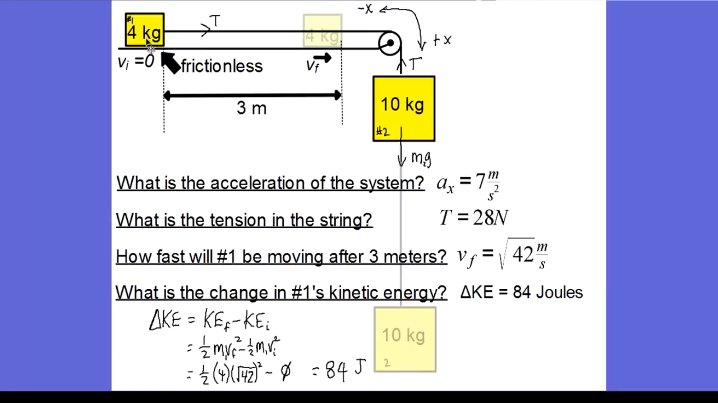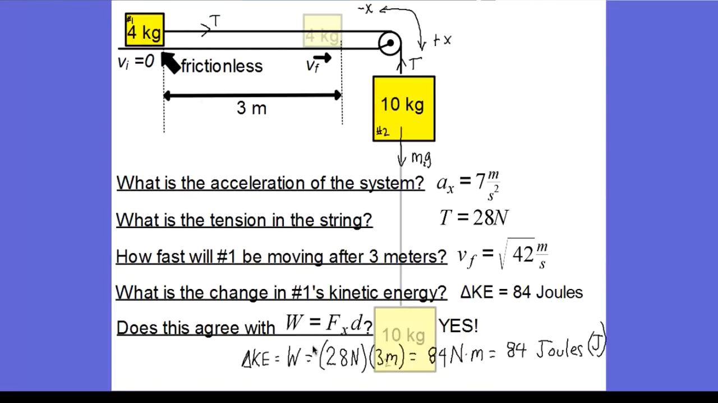Positive work has been done on this block by the tension. Now let's see, does that agree with our new expression for work, that work is equal to force times distance? Well, the force pulling on the block is the tension in the string. It's 28 newtons, and the displacement was 3 meters, and 28 times 3 is 84. So yes, it does agree with our expression for work, and with the old way we would have done it before we knew how to use this expression.